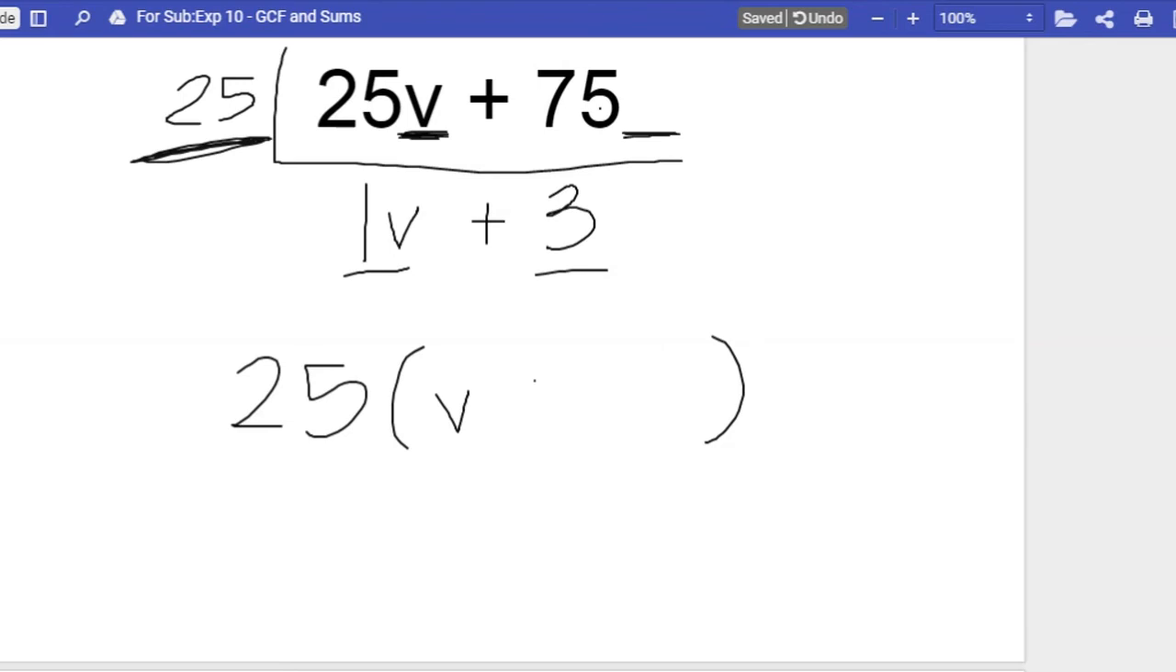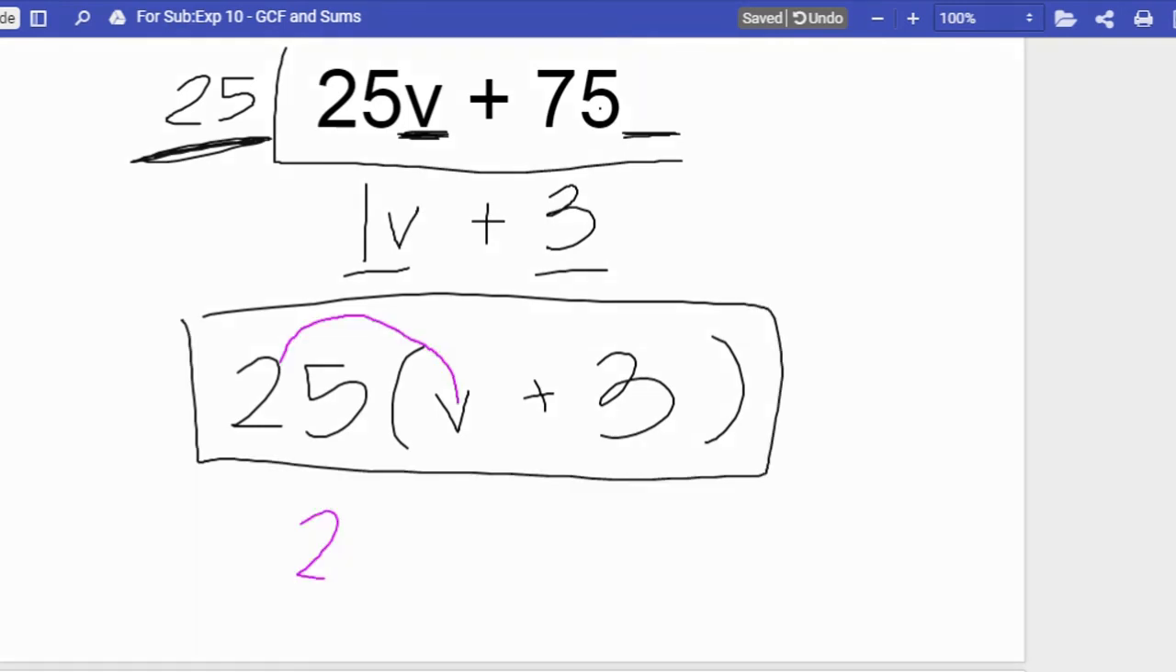Okay, and bring down my plus. 75 divided by 25. Well, how many quarters get me 75? Which should be 3. Nothing in common in a 1 and a 3. So my greatest common factor, remember I write that first, and then I write my sum. Now I can write 1v or I can just write v, because if I just write v, remember we know there's that imaginary 1 there, plus 3. Okay, so that's my answer.